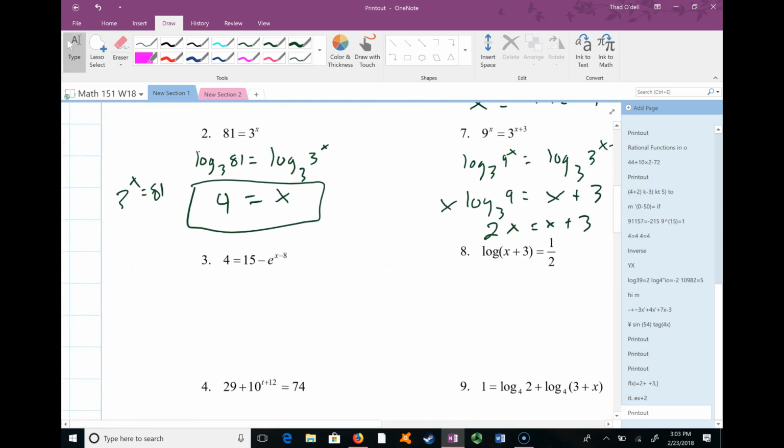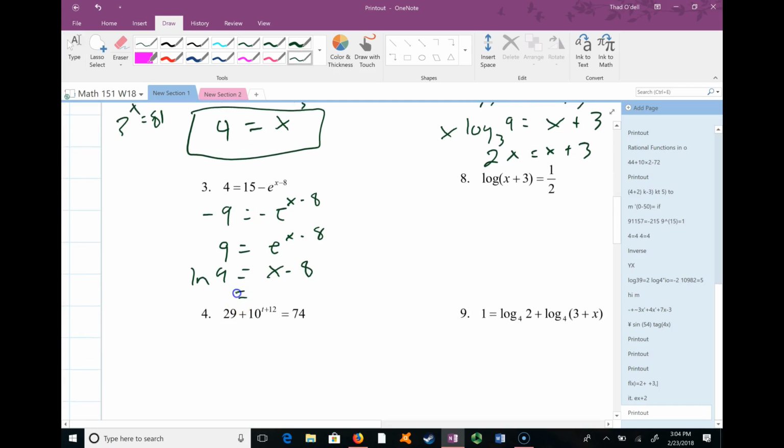Okay, here's one where we've got a 15 minus e to the x minus 8. Obviously I have an e to the something, so I want to take the natural log of both sides. But before I do that, I want to get the e by itself, so I would subtract 15 from both sides, and that would give me -9 is equal to negative e^(x-8). And then I'd probably multiply both sides by -1. So now I have 9 is equal to e^(x-8). Now I'm ready to take the natural log of both sides. So that'd be natural log of 9 is equal to, and natural log of e^(x-8) is just x minus 8.